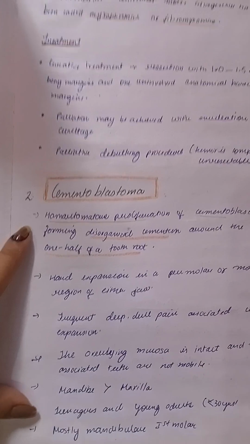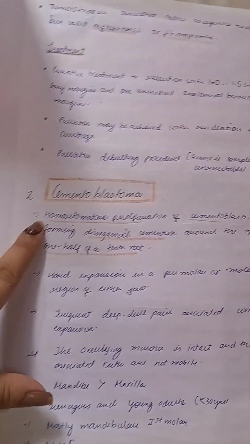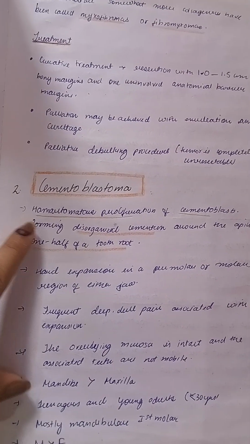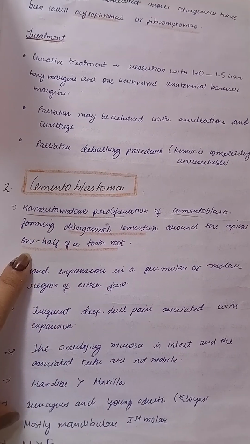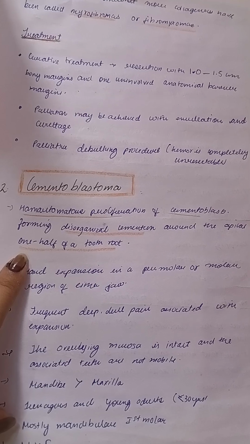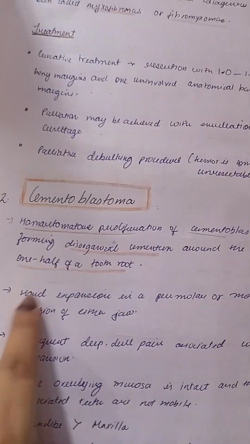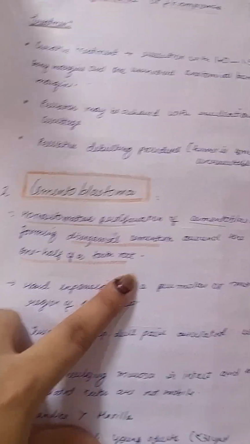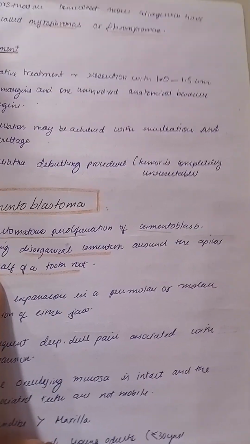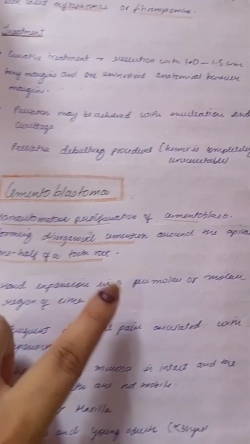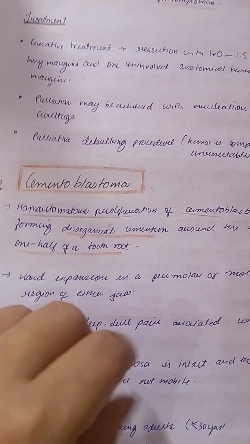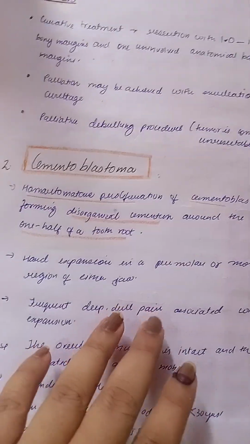Now coming to the second tumor of mesenchymal origin, cementoblastoma. This is a hamartomatous proliferation of cementoblasts forming disorganized cementum around the apical one half of a tooth root. Okay, this is very important. Cementoblastoma forms disorganized cementum, and it is at the apical one half of a tooth root. It is present apically, in the last half of the tooth root.